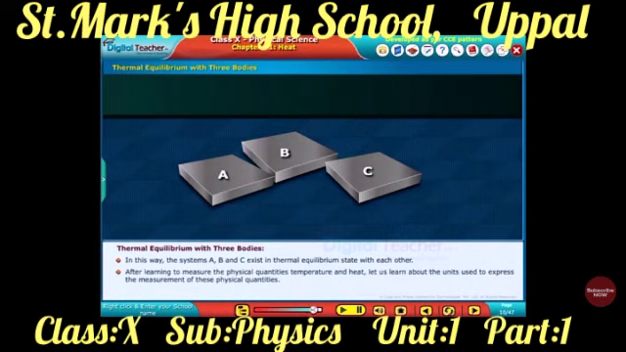After learning to measure the physical quantities, temperature and heat, let us learn about the units used to express the measurement.